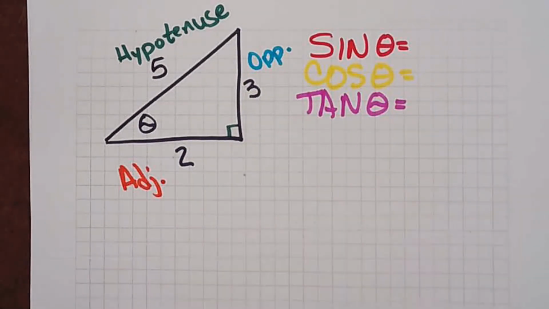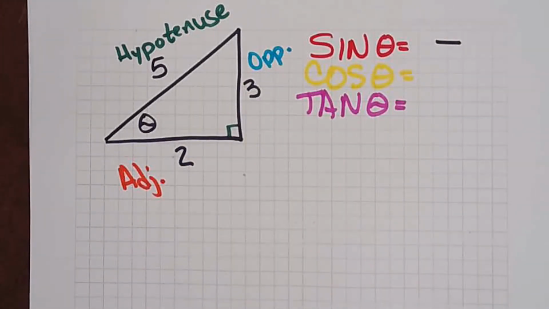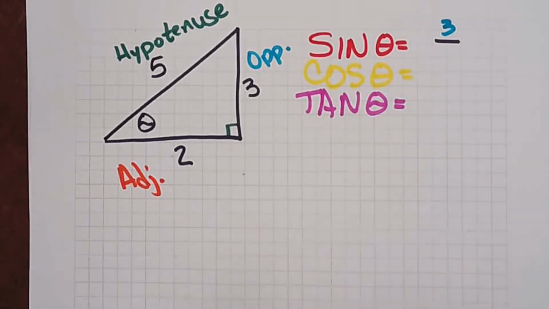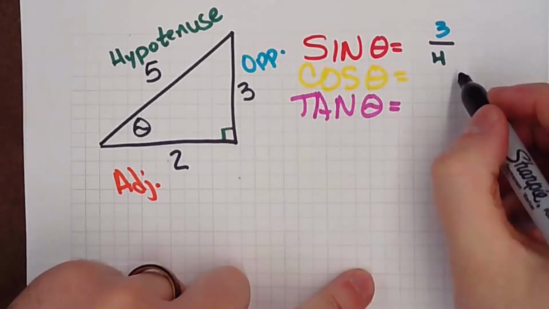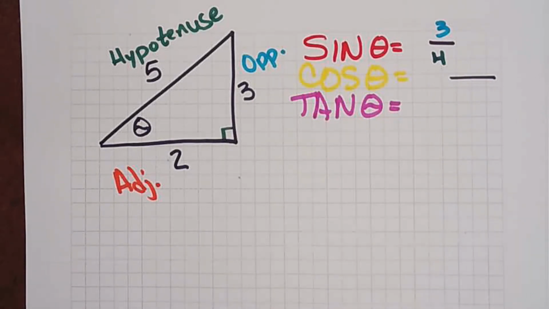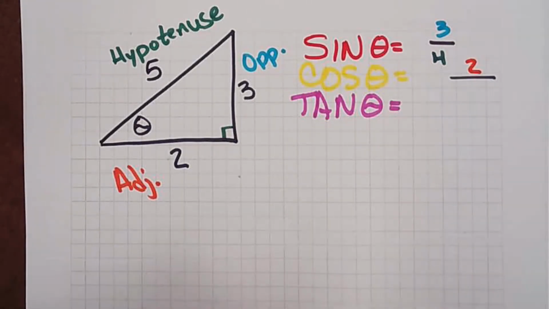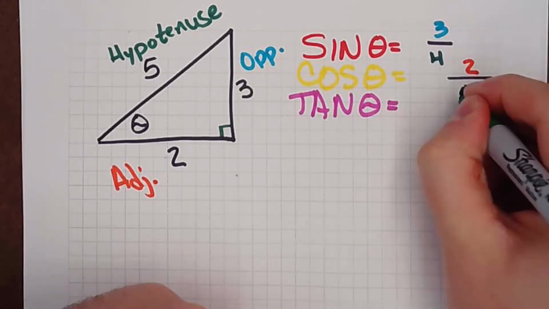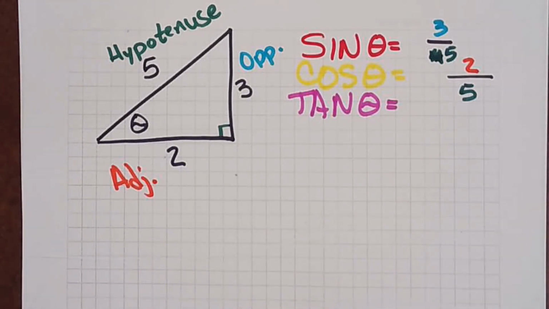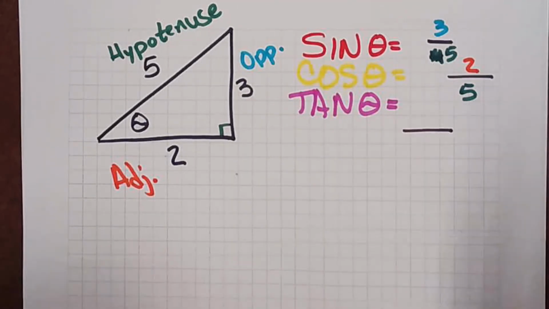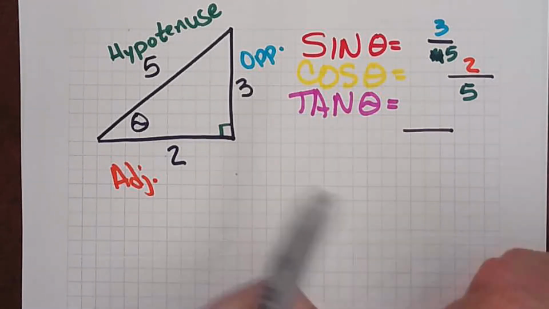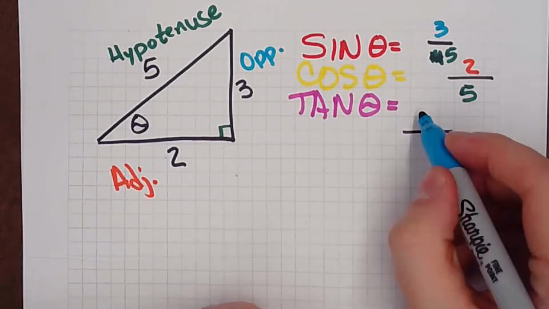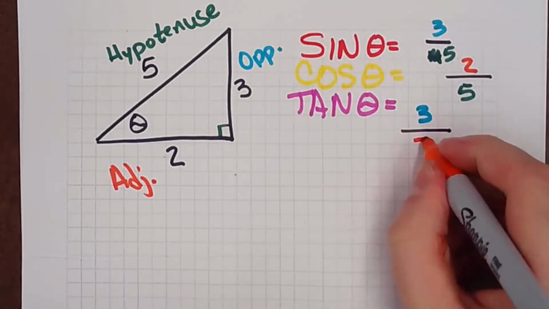Cool. So if that's true, sine should be what over what? 3 over 5, because it is the opposite over the hypotenuse. And then cosine should be the what over the what? The adjacent over the hypotenuse, so 2 over 5. Oops, I wrote h instead of 5. Everybody, I want you to think about it, and then tell me. First off, tangent is the opposite over the adjacent. So it's going to be what over what? 3 over 2. Very good.